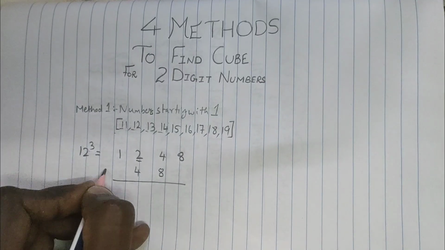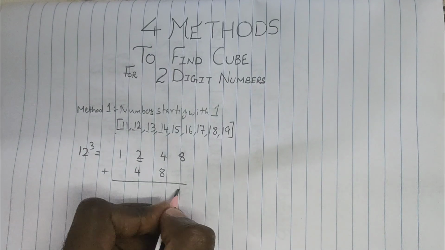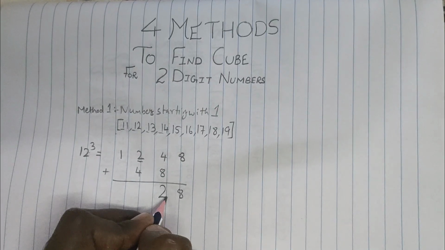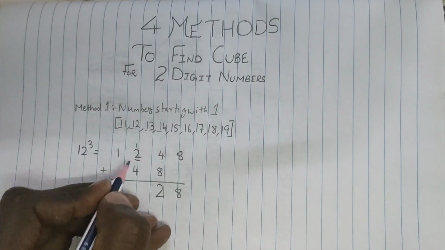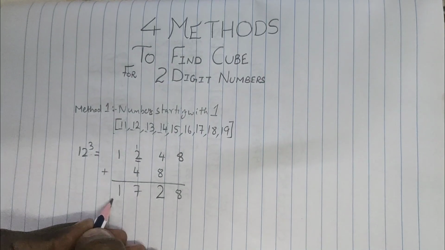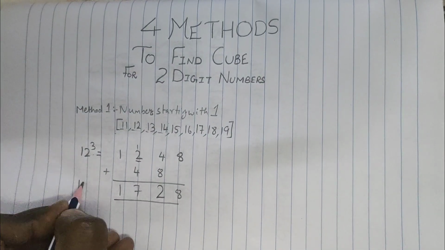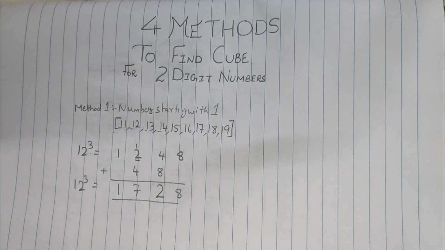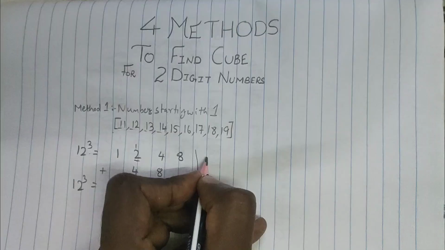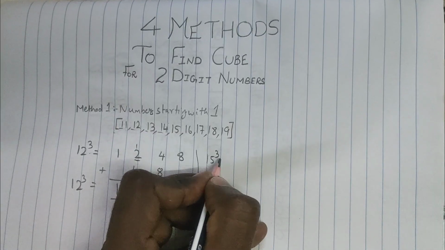Now do the addition. So 8 here, it will be 8 only. 4 plus 8 is 12, 2 here and 1 will be carried over. 3 plus 4 is 7, and 1 here. So 12 cube is equal to 1728. Similarly, we can take another example like 15 cube.